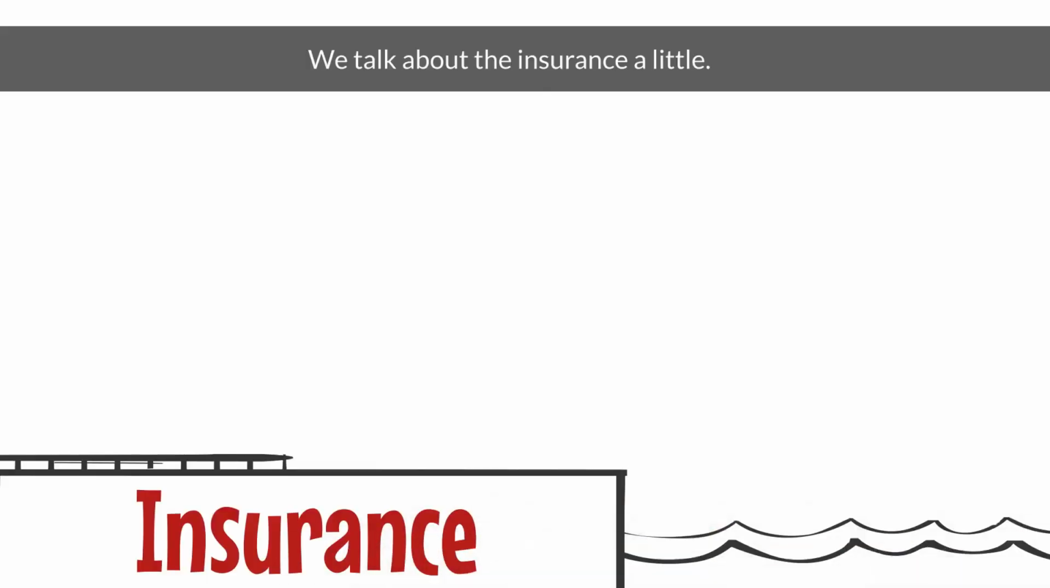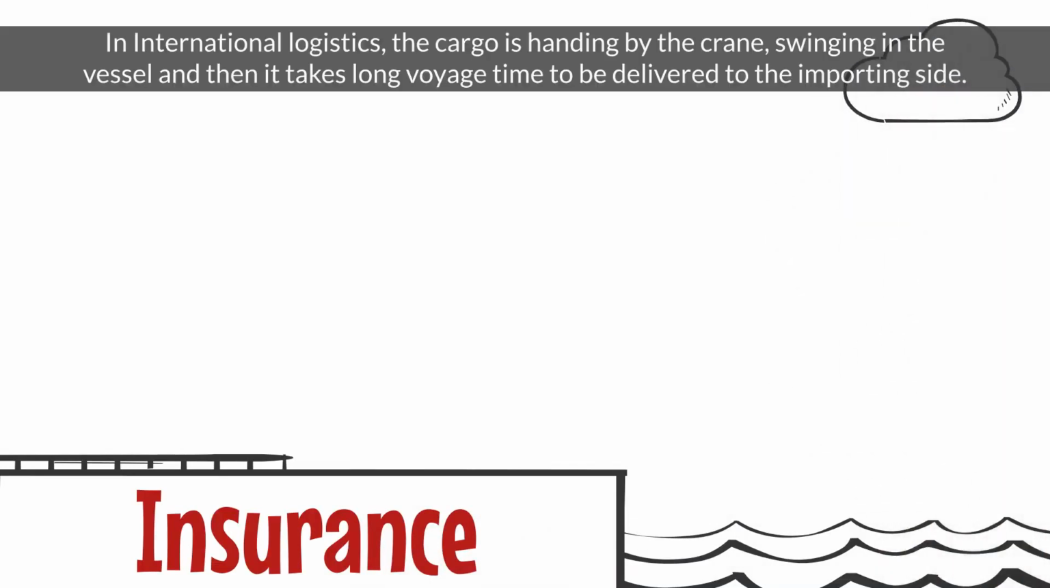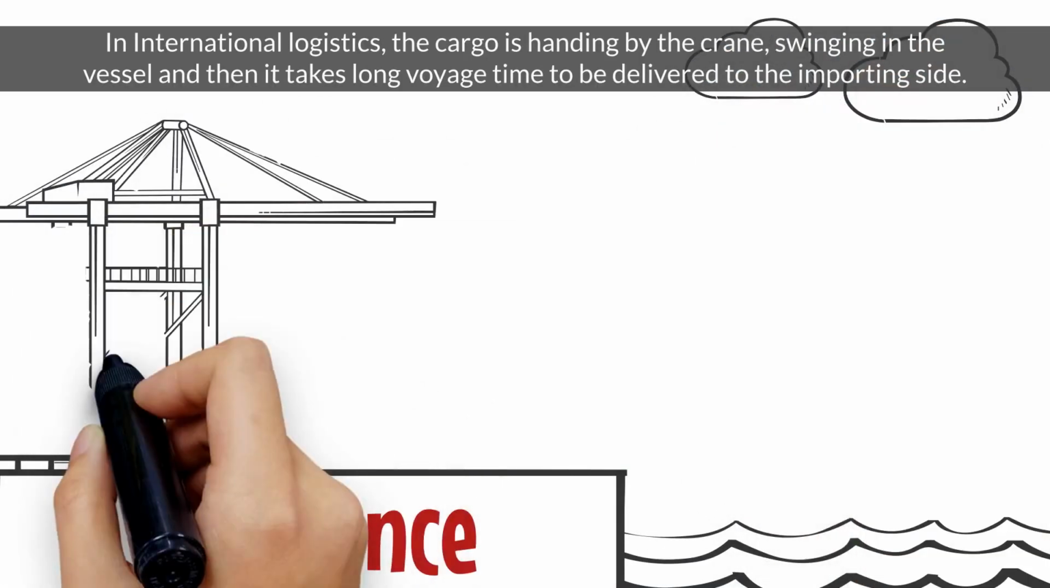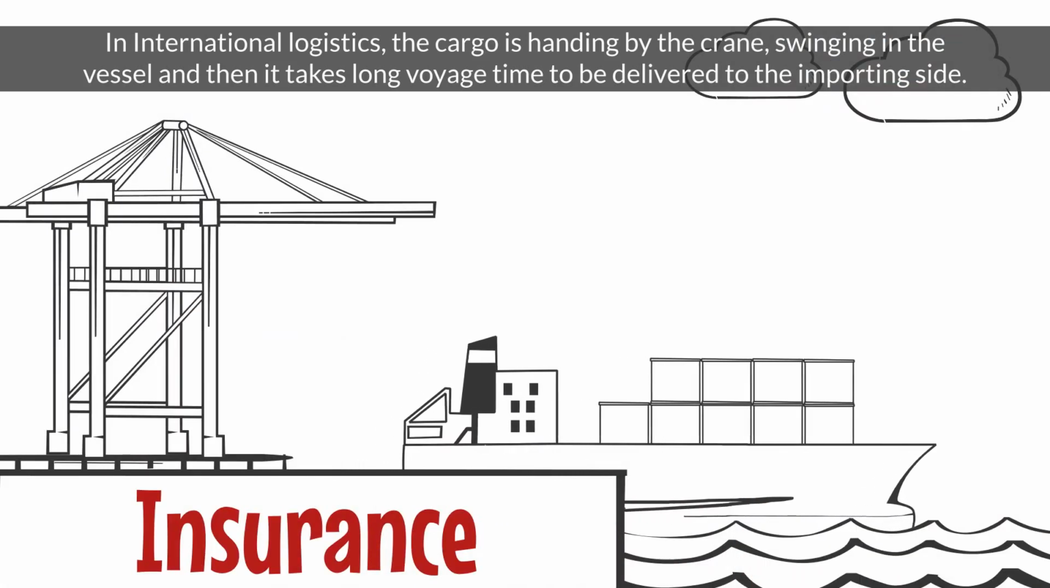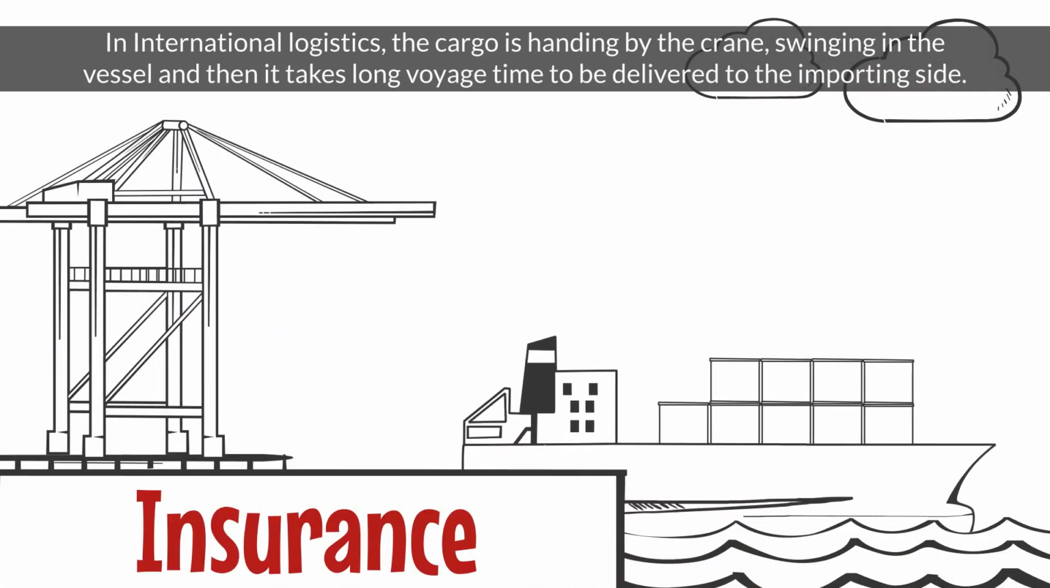Let's talk about insurance a little. In international logistics, the cargo is handled by a crane, swung into the vessel, and then it takes a long voyage to be delivered to the importing side.